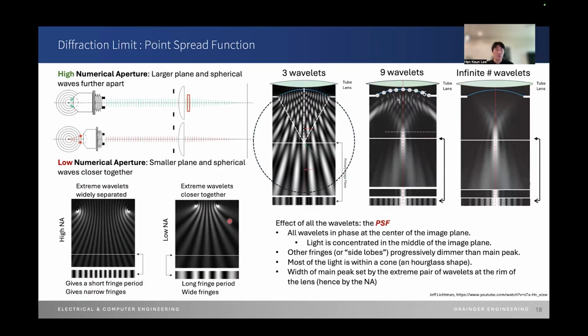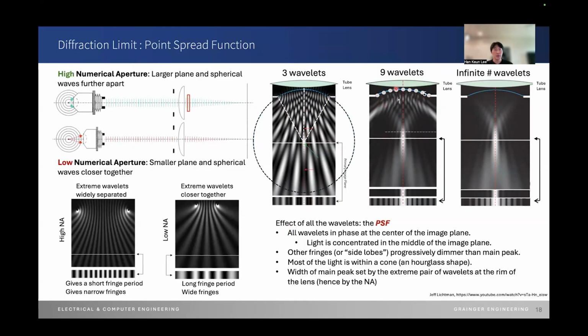Up until now, we've only considered two wavelets. However, what if you consider three different wavelets? We can add them together and we now see a different pattern. And this is where the focal plane is, where this center line is equidistant from each wavelet point.